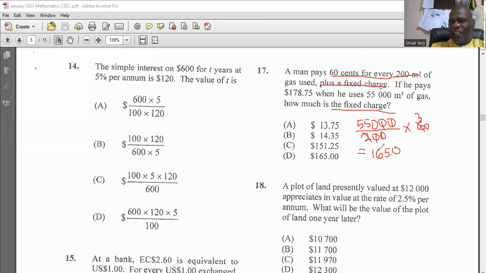So this is what he pays for the gas, right? He says there's a fixed charge. Good. And so the total amount of money he pays is 178.75. That 178.75 includes the fixed charge. All right. So to find the amount he pays for the fixed charge, we're going to subtract this 165 here from 178.75.